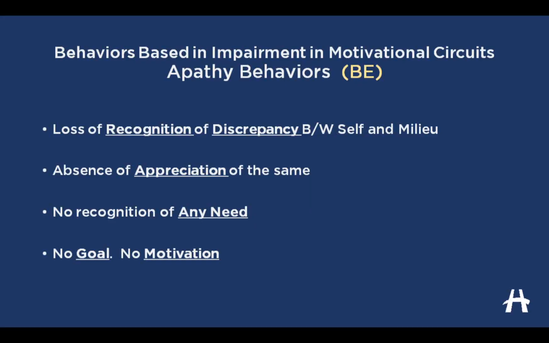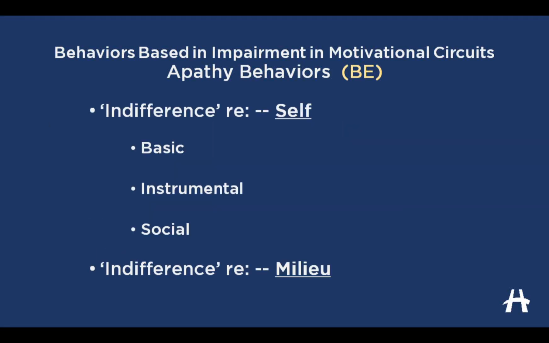And so what happens? There is no need identification. They don't see that everything around them is clean. Everybody else comes in new clothes every day. They have the same clothes on for the last 2 weeks. But they lack the ability to see that difference between themselves and the environment. And therefore, there is no goal identification, which means there is no motivation to fulfill that need, which means they will not attend to their basic instrumental social functions, not because they don't feel like it, not because they don't want to, but because they fail to recognize that there is something the matter. And the same with the milieu.